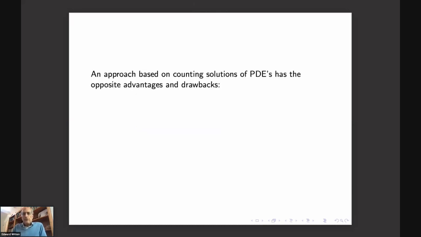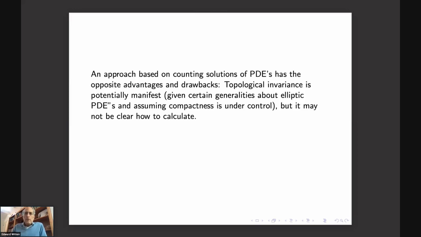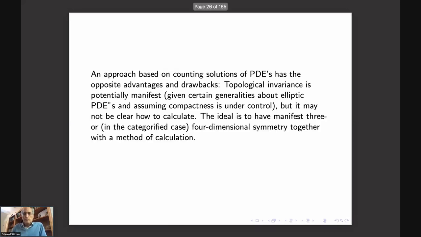Now, an approach based on counting solutions of PDEs has the opposite advantages and drawbacks. While topological invariance would be manifest, given certain generalities about elliptic PDEs, and assuming compactness is under control, it might not be clear how to calculate. Of course, the ideal is to have manifest 3, or in the categorified case, 4-dimensional symmetry, together with a method of calculation. How might we achieve this?